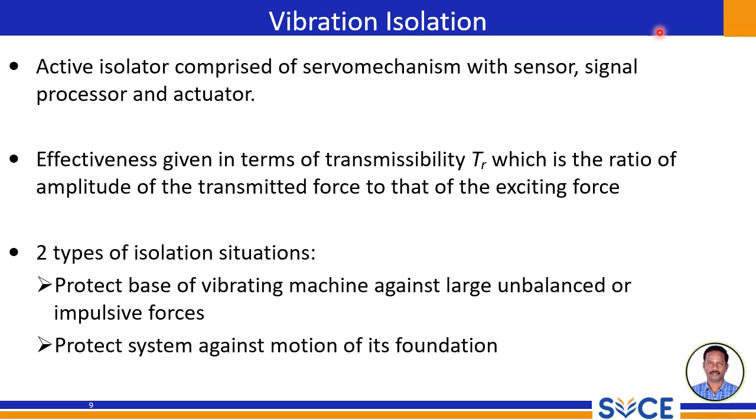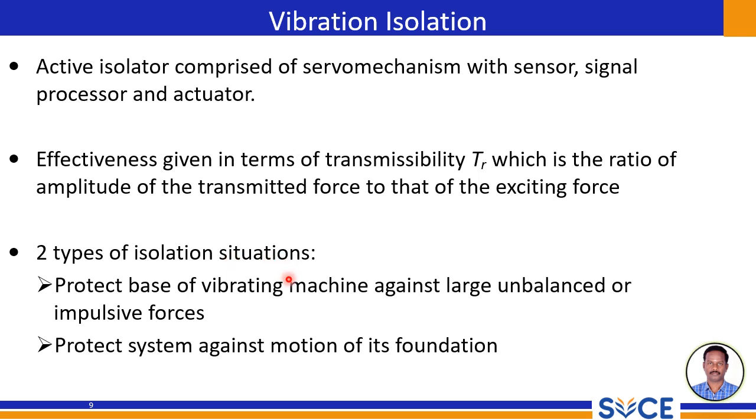The effectiveness of an isolator, whether passive or active, is often quantified by its transmissibility. The effectiveness given in terms of transmissibility is the ratio of the amplitude of the transmitted force to that of the exciting force. In simpler terms, it is the ratio of how much vibration gets through the isolator compared to how much vibration is applied. A lower transmissibility means better isolation.